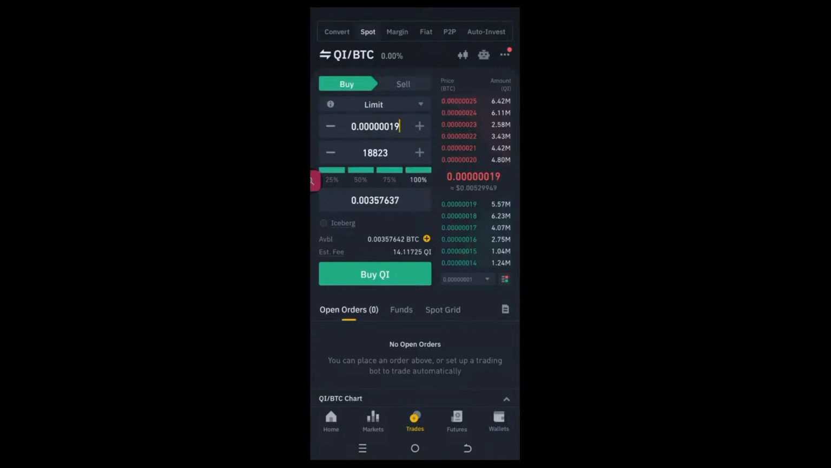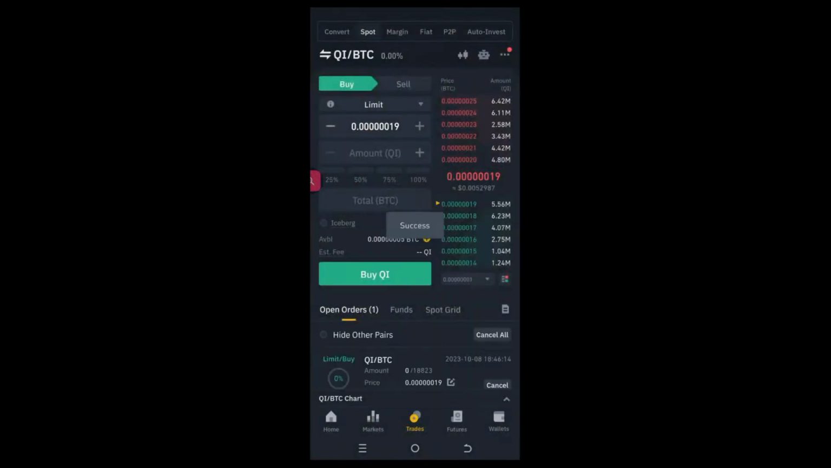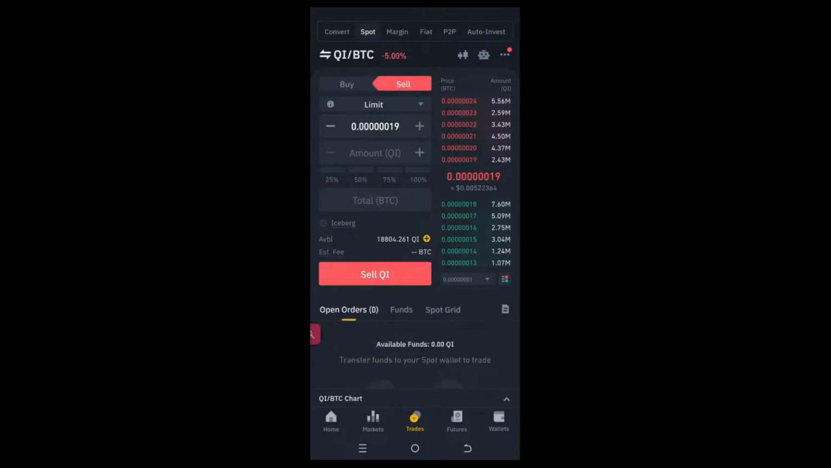Don't forget, this is triangular arbitrage, right? So we buy and then we sell for profit on the other. Let's just go ahead and see how we can do this. Let's buy. Okay, so we're currently in the queue. Let's see how this goes. I'll be back to share the results with you. See you shortly. All right, I'm back.